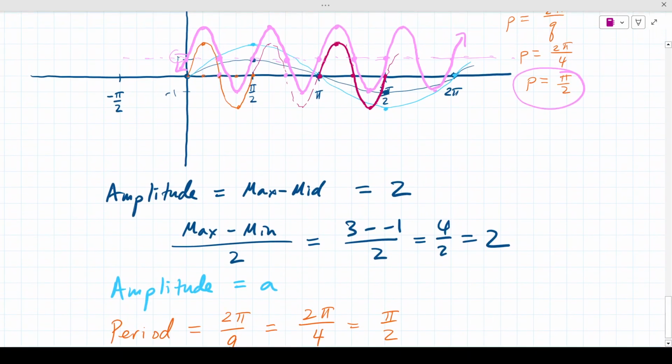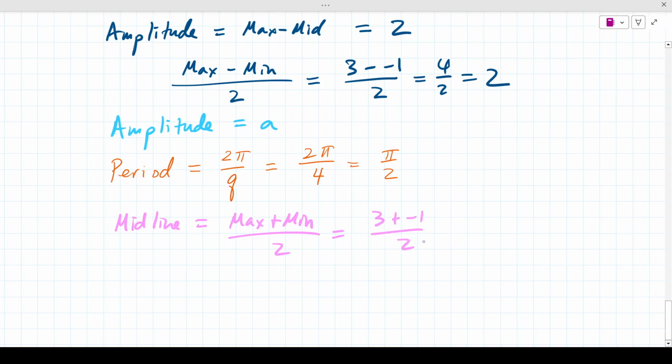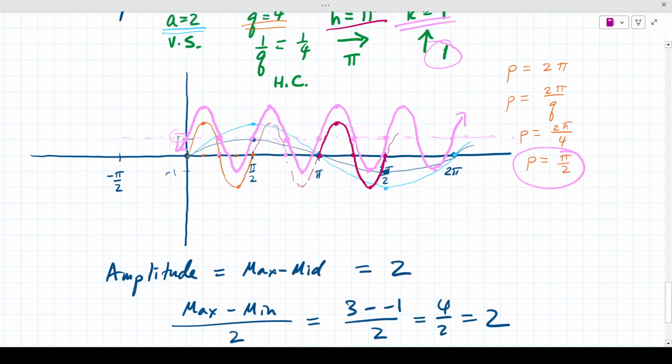Okay, let's do that in pink since I was doing that in pink. Midline isn't actually an official term, but people will know what you're talking about. So if I want to find that, that is the same as the average of the max and the min, which is 3 plus -1 over 2, which is 2 over 2, which is 1. Okay, and we can see on the graph that that's correct. But it is also just K.